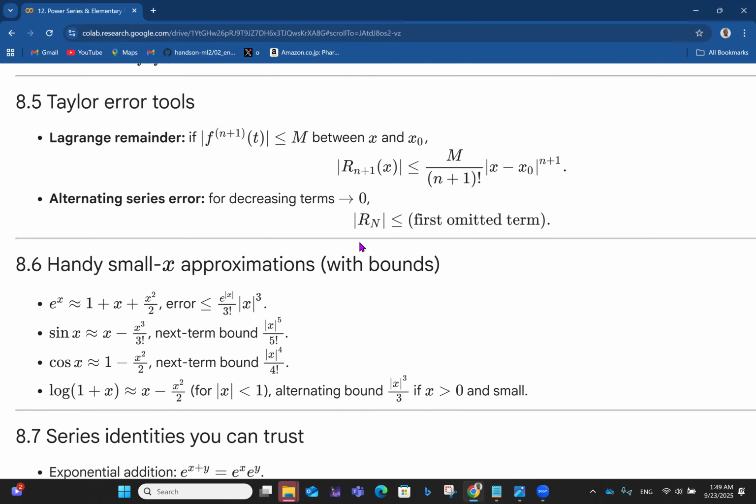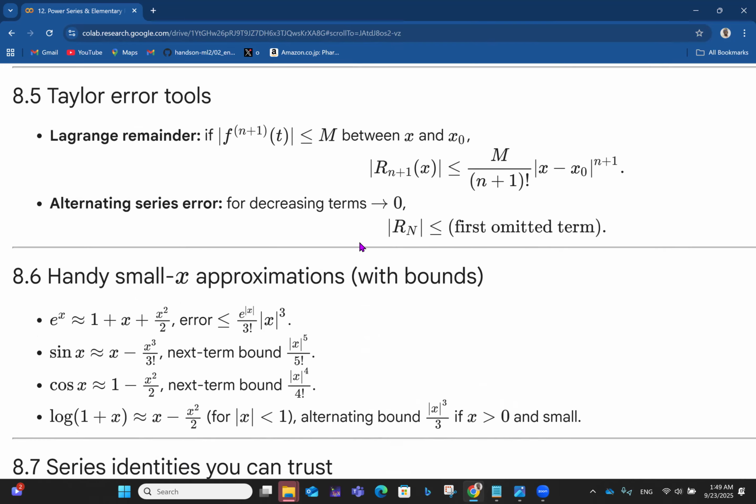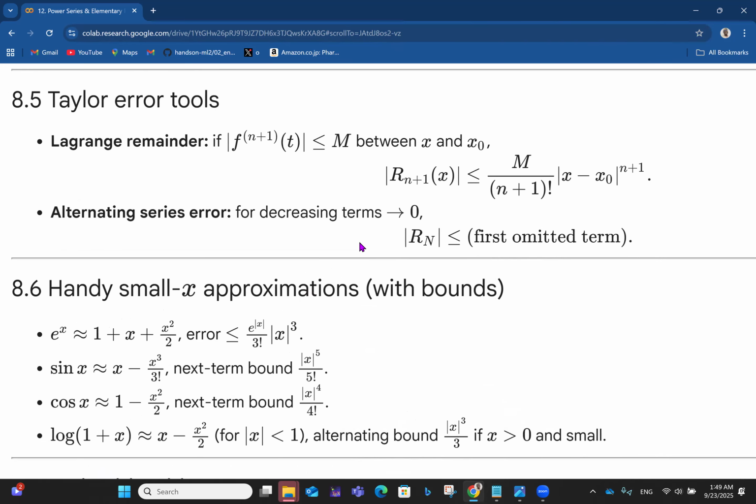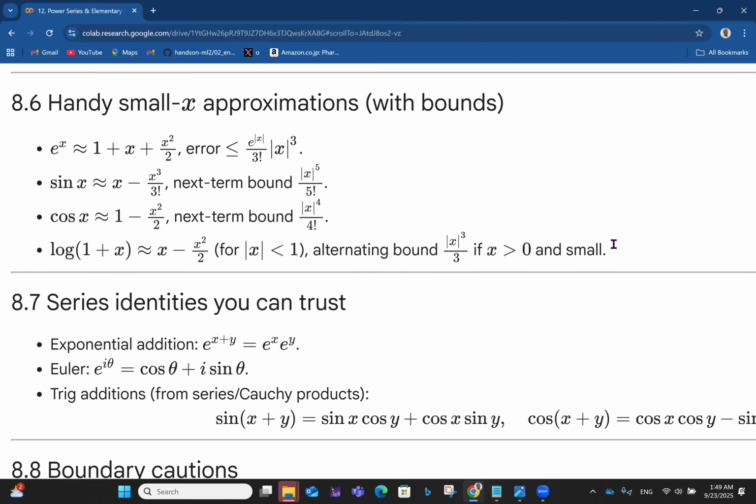Then you have Taylor error tools now. So for Taylor error tools, you have the Lagrange remainder. If the absolute value of the n plus 1 derivative of f evaluated at t is less than or equal to M between x and x naught, then the absolute value of R_{n+1} of x is less than or equal to M over (n plus 1) factorial times absolute value of (x minus x naught) raised to n plus 1. Then you have alternating series error for decreasing terms which approach 0. So absolute value of R_n is less than or equal to the first omitted term. Then you have handy small x approximations with bounds, like that.